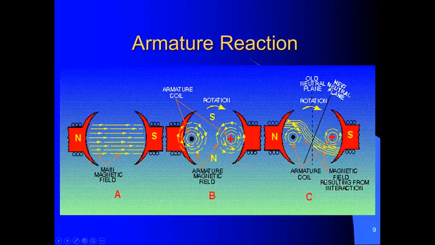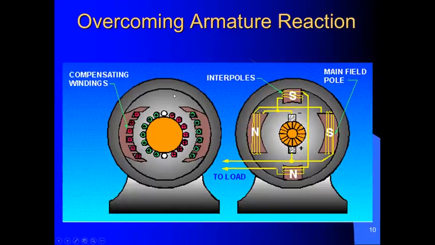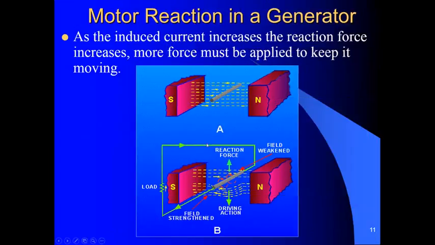Again, we learned in, we'll say, middle school or maybe high school about magnetic lines of flux and the fact that they do not cross. One of the ways to overcome armature reaction is with compensating windings and interpoles, and we can improve our armature reaction that way. The other thing that we get out of it is motor reaction in a generator.